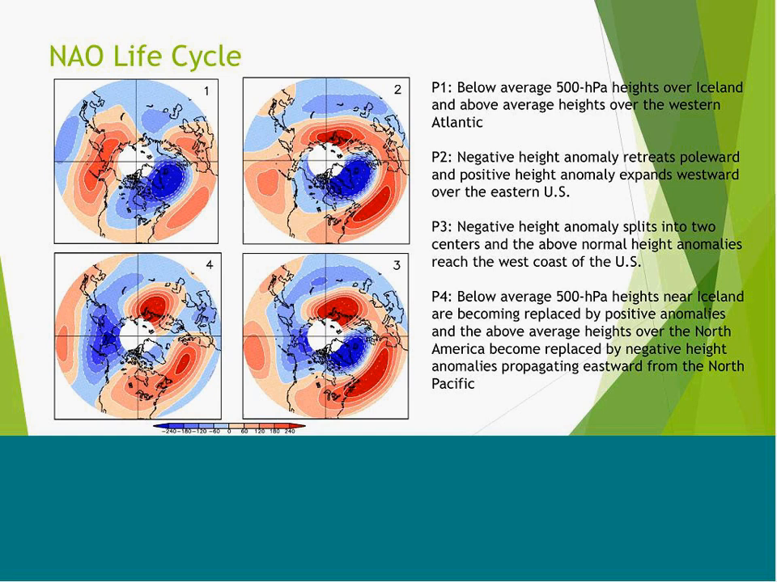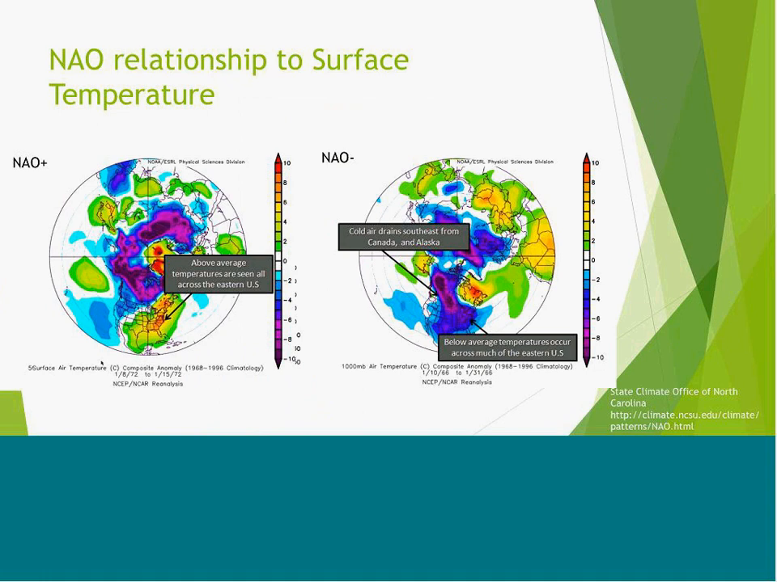I'm not showing here, but this is for the other four phases. We see the reverse of this pattern. So we already know that the canonical NAO has a relationship to the surface temperature over the United States. For example, during the winters when the NAO is in the positive phase, which is here, we have above average temperatures across the eastern United States, and during the winters when the NAO is in the negative phase, below average temperatures occur across much of the eastern United States.